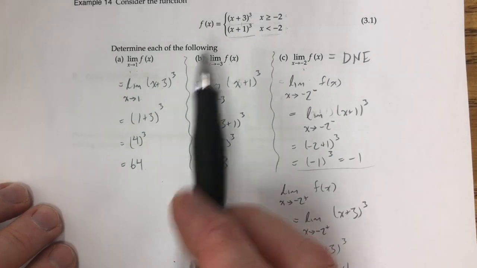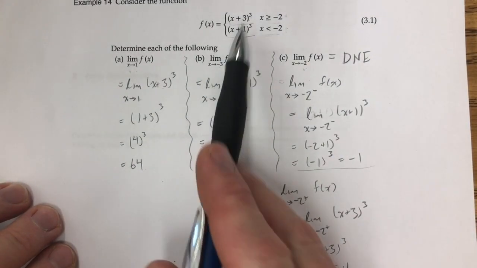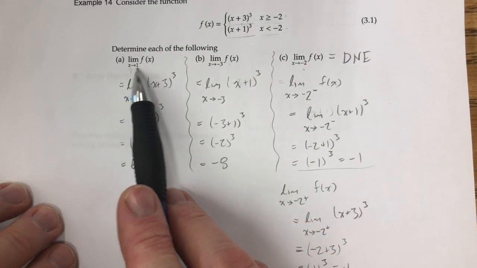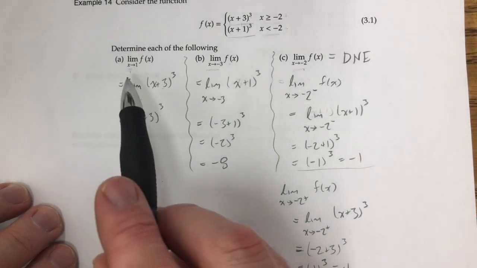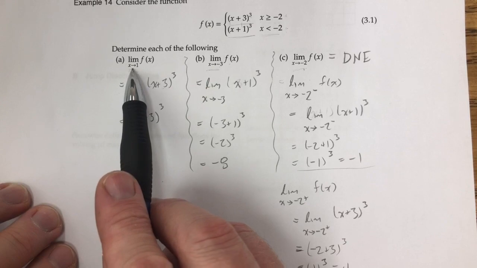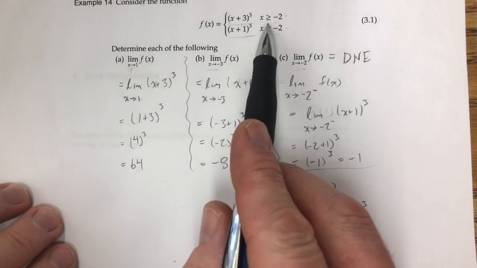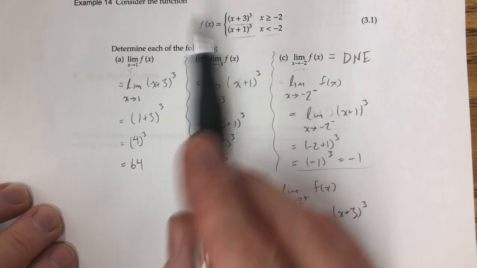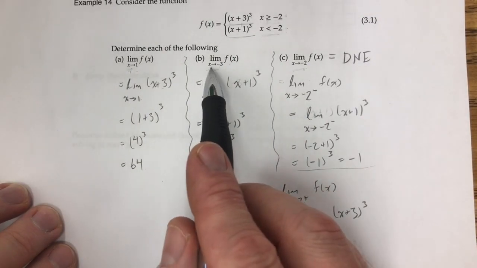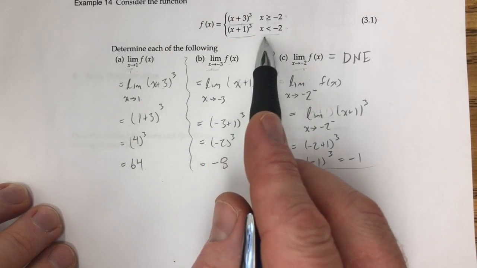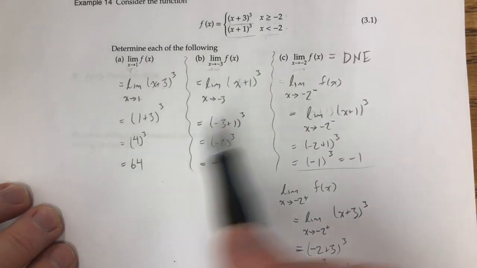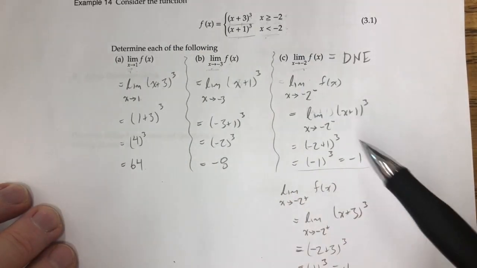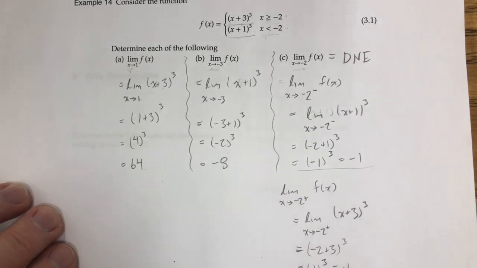All right, so when dealing with a piecewise function, the important thing is to figure out exactly which definition you're going to use. For the first one, 1 is bigger than negative 2, so we use the first formula. For the second, negative 3 is smaller than negative 2, so we use the second formula. And if you are right on the boundary, you need to check the left-hand and the right-hand limit.